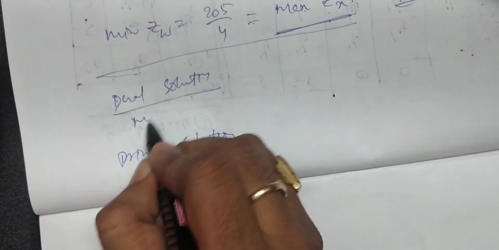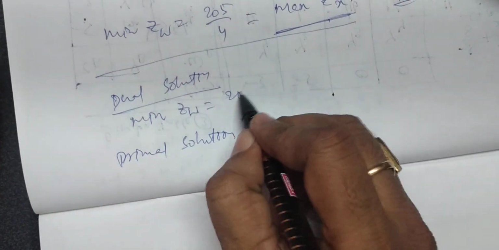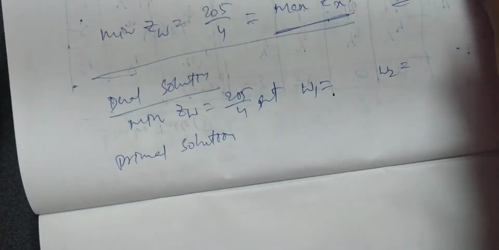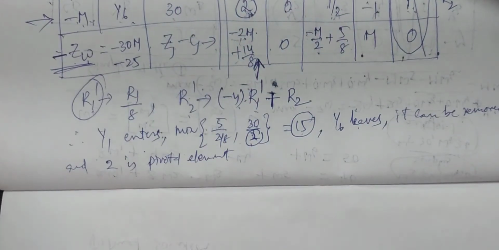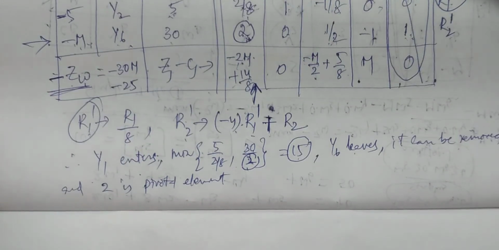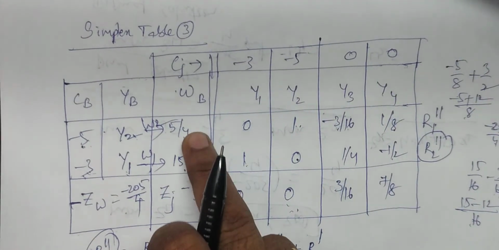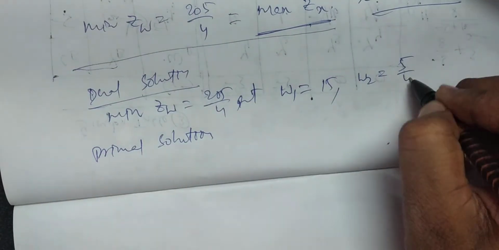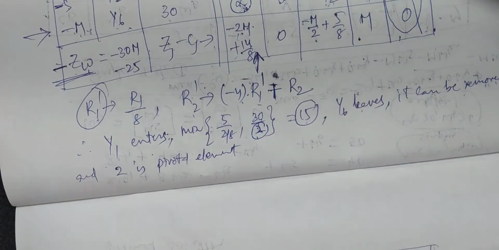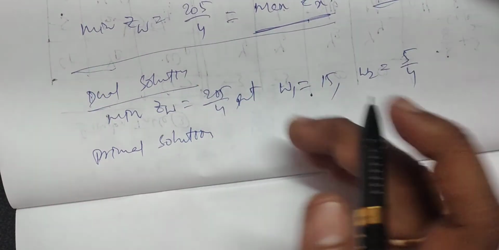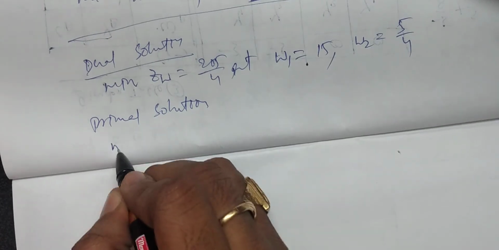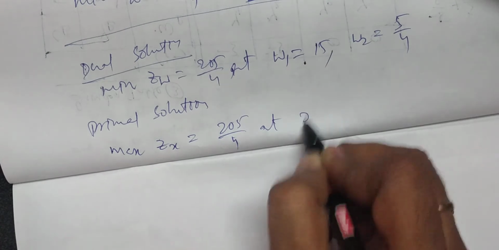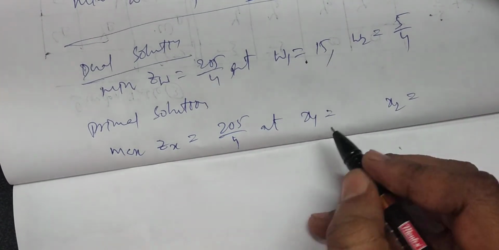The dual solution is minimize Z omega is equal to 205 by 4 at omega 1 is equal to, omega 2 is equal to. Omega 1 is 15, omega 2 is 5 by 4. These are the values we have obtained. Now we have to obtain the primal solution. We got maximize ZX is equal to 205 by 4 at x1 is equal to, x2 is equal to. This is the solution required.